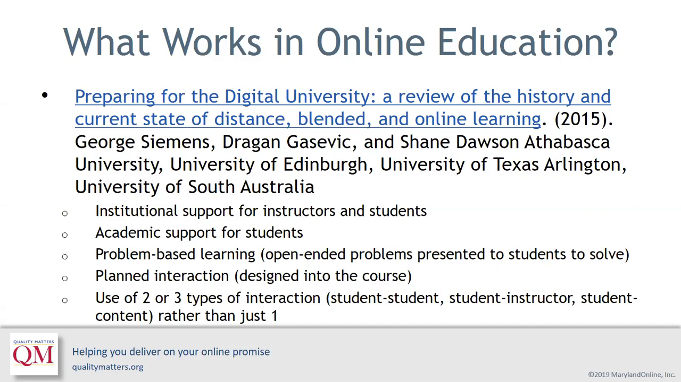And then lastly, using not just one type of interaction, but two or three types of interaction: student to student, student to instructor, or student to content. A lot of times in the research, the students are not as positive about the student-to-student interaction that may be required or suggested in their courses, but it's important that there be at least a couple of different types of interaction in order to help students learn in the course and to really boost the quality of the online and blended courses.